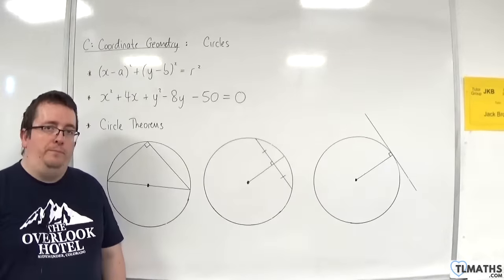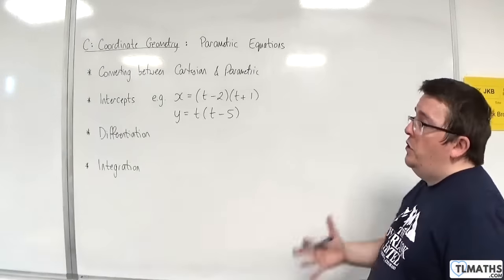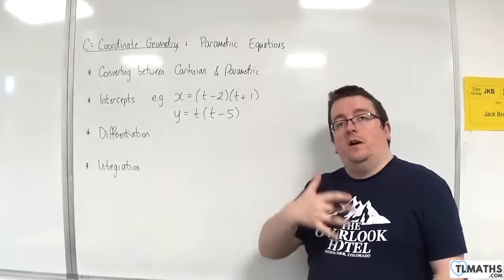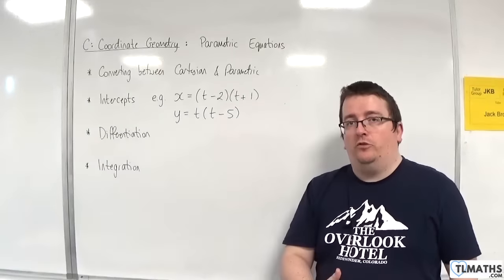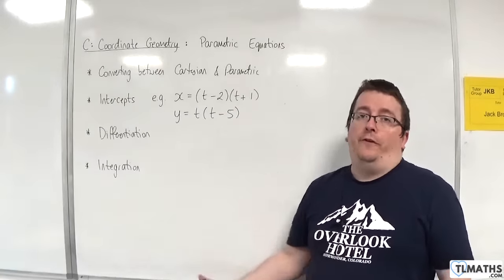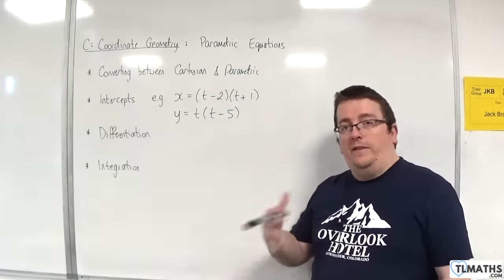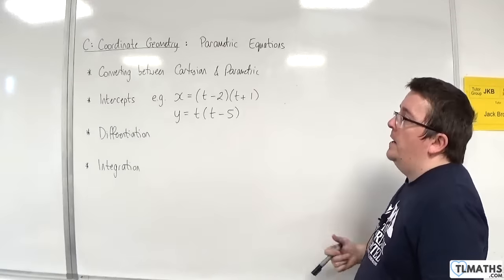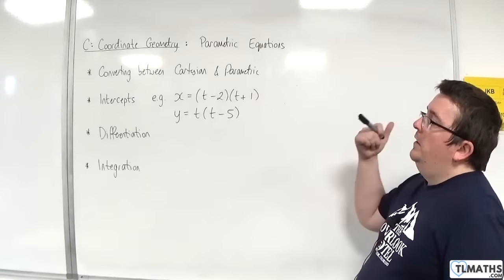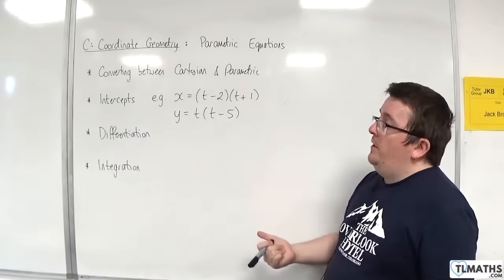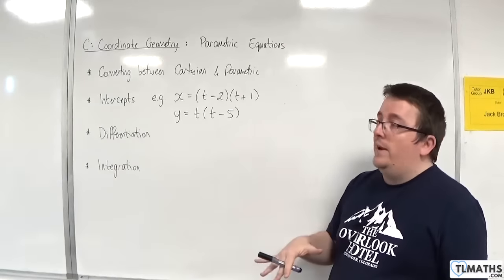within circle problems. Now, parametric equations is not AS material, it's full A-level. You should be able to convert from Cartesian form to parametric form, and also vice versa for a number of examples. So I've gone through all of those and the different types that you might meet in my playlist. You should be able to work out the intercepts, so where a parametric curve crosses the x and y axes.